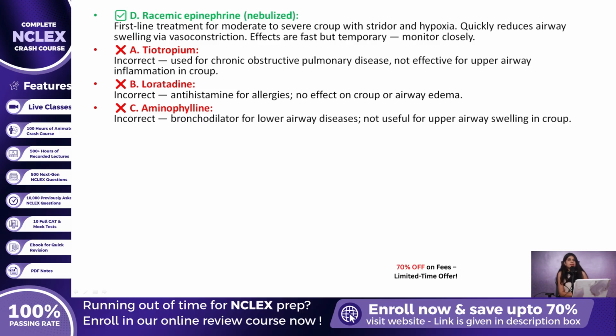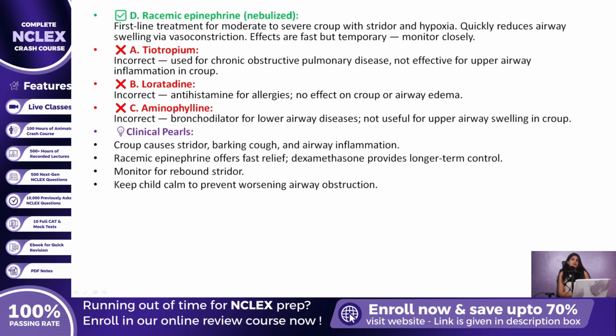This case reinforces an important NCLEX principle, understanding the underlying pathophysiology before choosing an intervention. Croup is a viral illness that inflames the larynx, trachea, and bronchi, creating that signature barking cough, stridor, and respiratory difficulty. Racemic epinephrine offers fast, temporary relief by shrinking the swollen airway, and it is often paired with corticosteroids like dexamethasone for a longer-acting anti-inflammatory effect. Just as important, nurses must remember not to agitate children with Croup, as crying can significantly worsen the airway narrowing. A calm environment is part of the treatment.